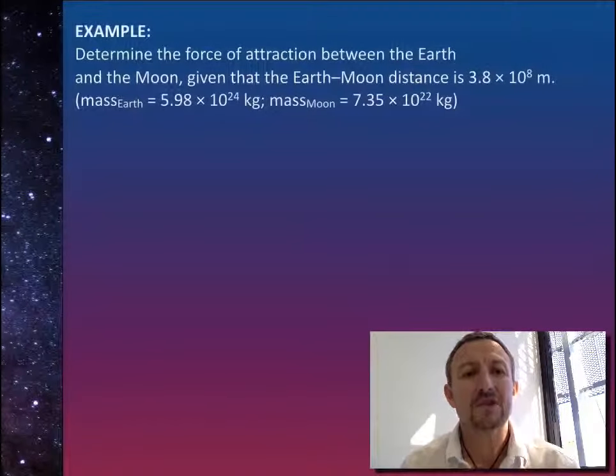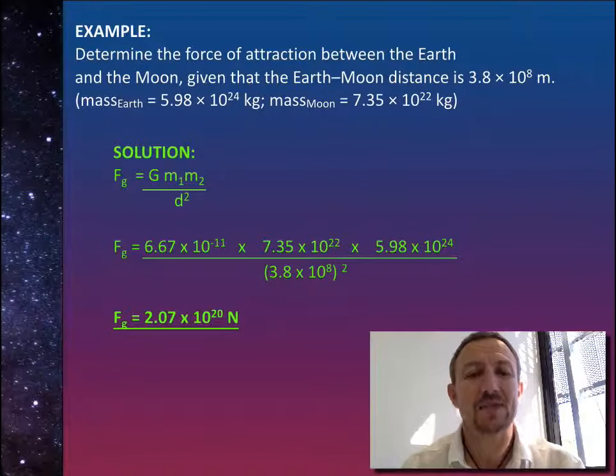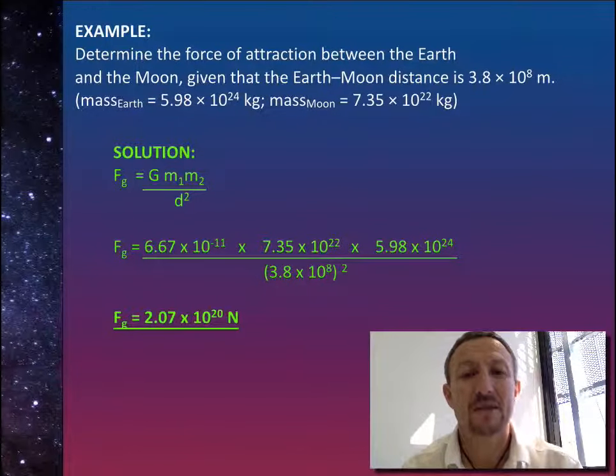Here we're going to determine the force of attraction between the Earth and the Moon, given that the Earth-Moon distance is 3.8 times 10 to the 8 meters. We know that the mass of the Earth is 5.98 times 10 to the 24 kilograms, and the mass of the Moon is 7.35 times 10 to the 22 kilograms. So we apply our formula, Fg equals G m1 m2 divided by d squared.